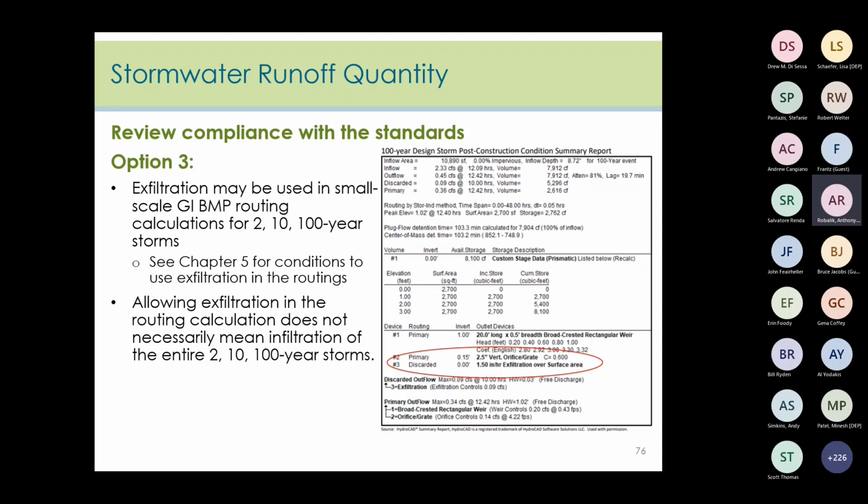Infiltration of the entire 2-, 10-, or 100-year storm is allowed only when the existing site conditions are such that no runoff leaves the site in the pre-construction condition scenario, thereby constraining the design to infiltrate 100% of the volume produced by the post-construction condition for the same design storm. So in this case, the maximum storm that can be entirely infiltrated is the largest storm event with no runoff leaving the site in the pre-construction condition.